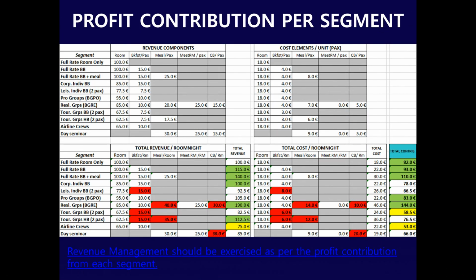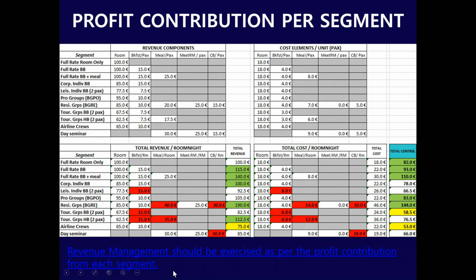This is the last exercise I have prepared for today. It is called profit contribution per segment. It looks quite complicated, but what we are trying to do is, so far we were only looking at the revenue side. But at the end of the day, what's important is profit. So I want you to remember this: revenue management should be exercised as per the profit contribution from each segment.